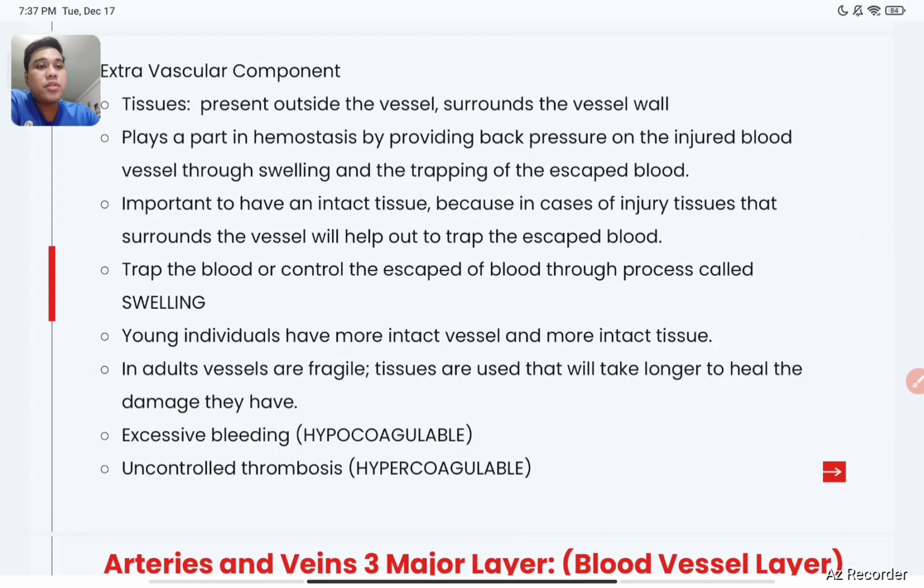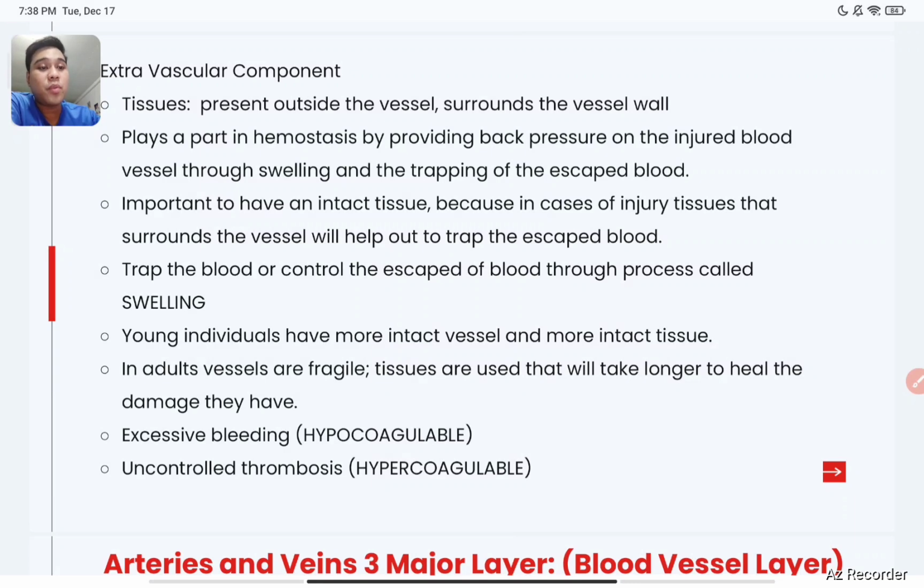So it's important to have an intact tissue because you can see this particularly kapag nagkaka-ecchymosis or yung sinasabi yung hematoma kapag nag-phlebotomy kayo, pag nagpapasa siya. Basically, yung tissue surrounding that, they help also to stabilize or stop the bleeding. In cases of injury, tissues that surround the vessel will help trap the escaped blood, or control the escape of the blood through a process called swelling.